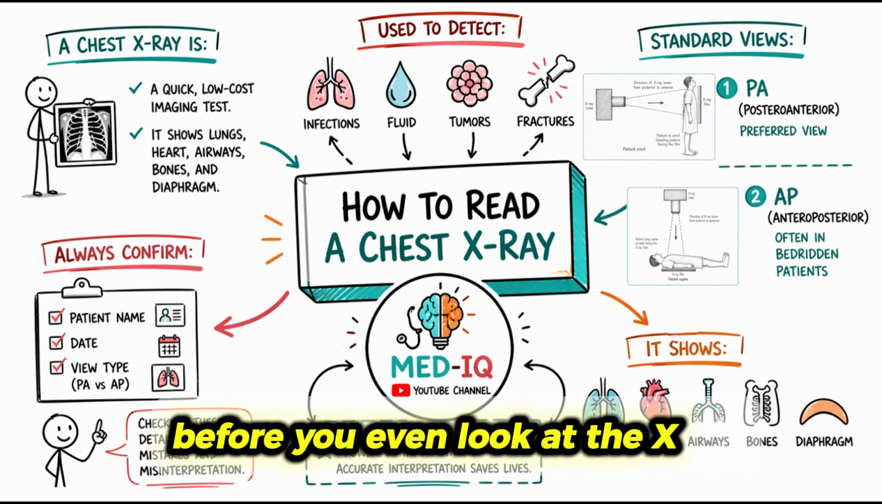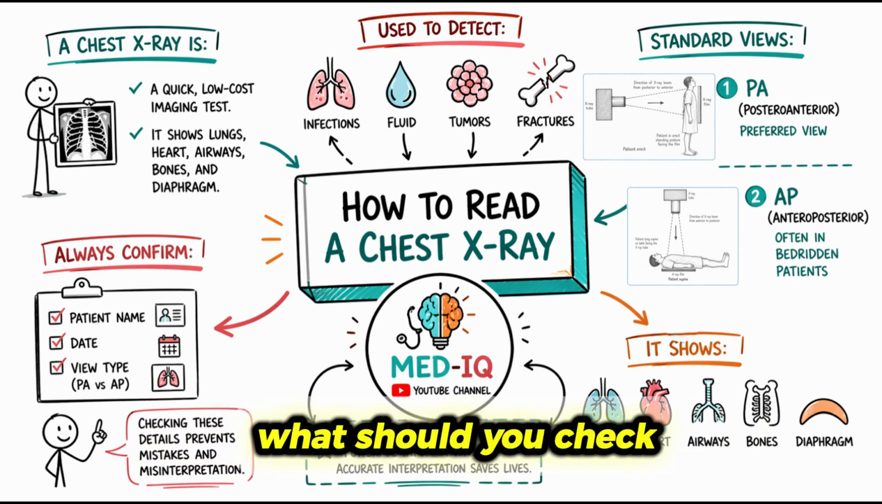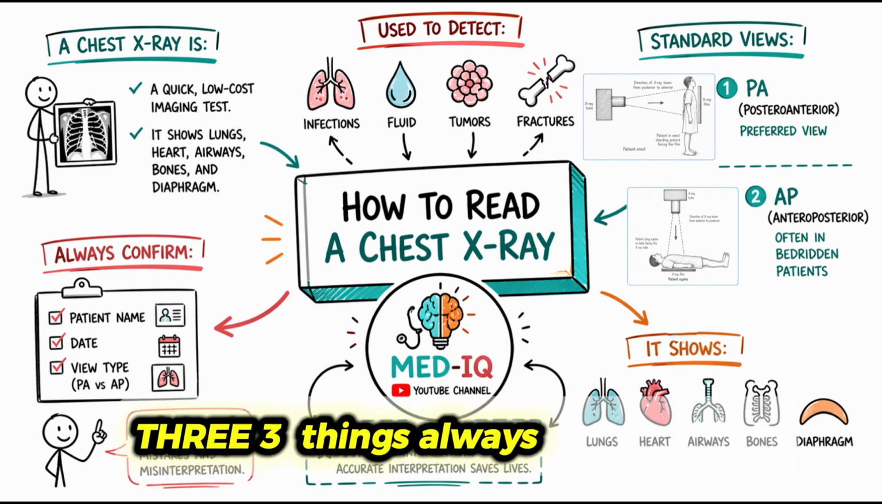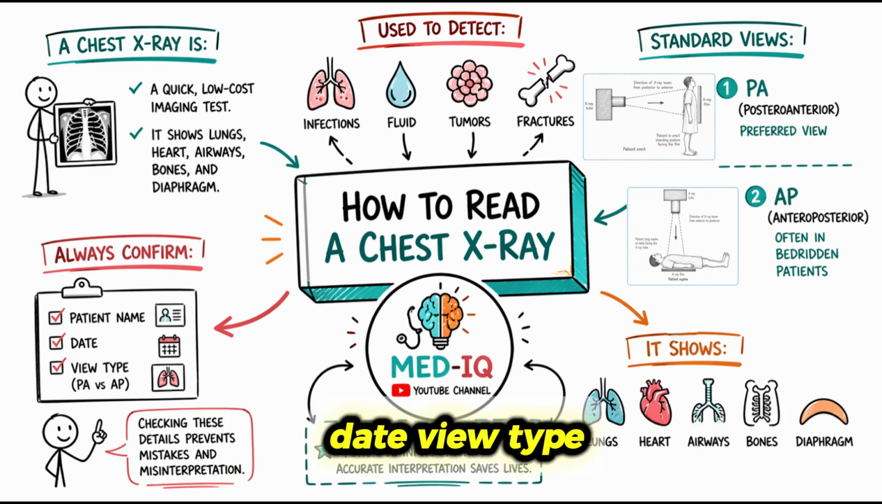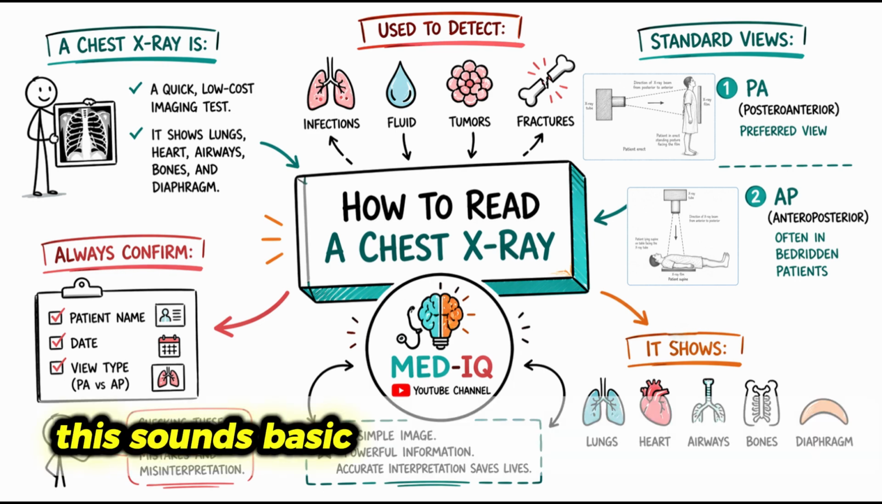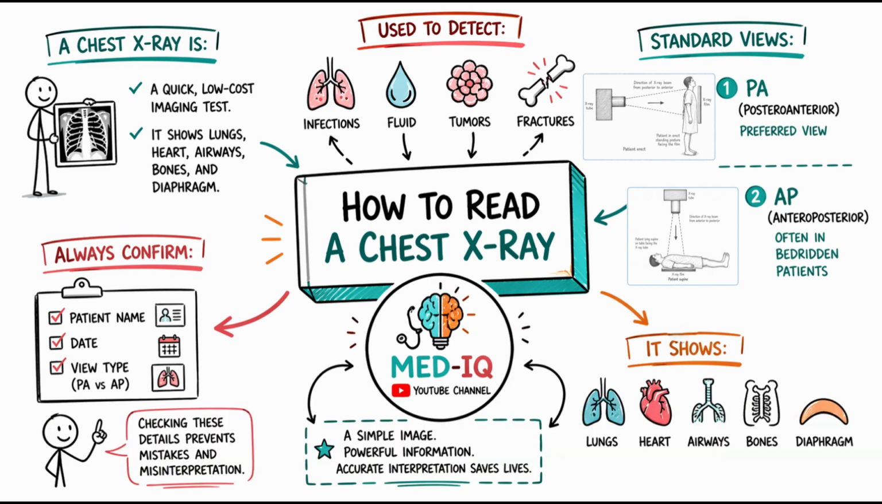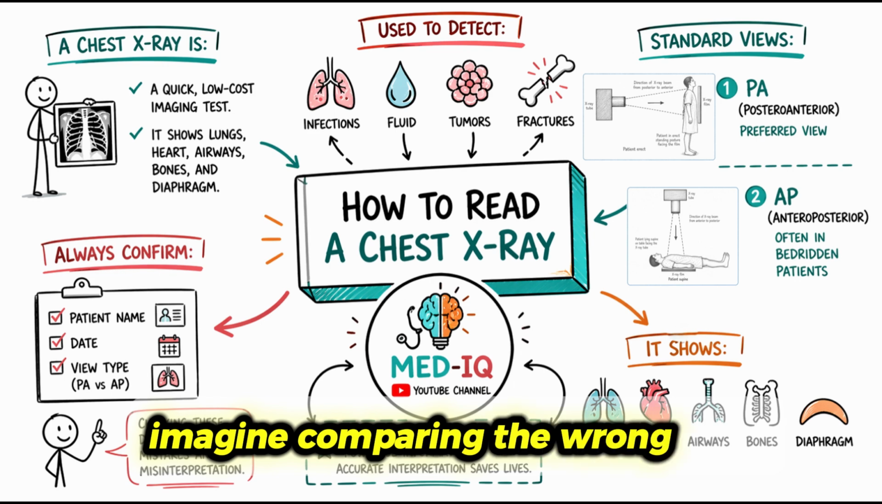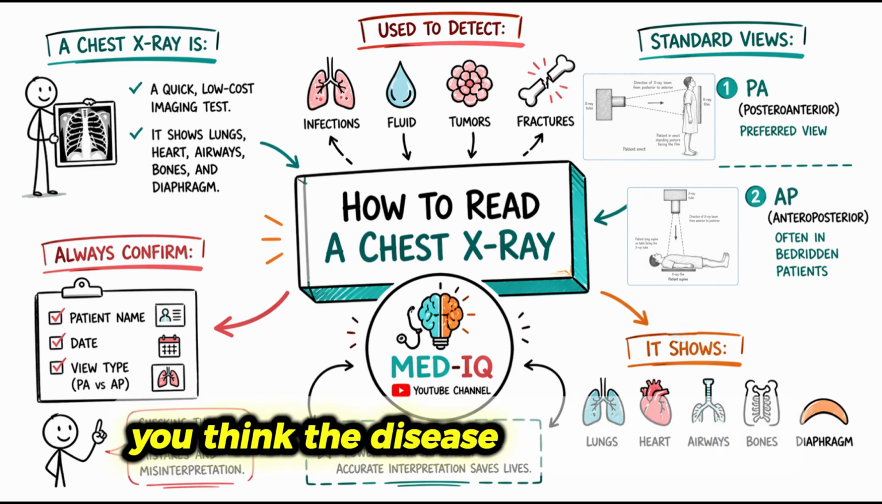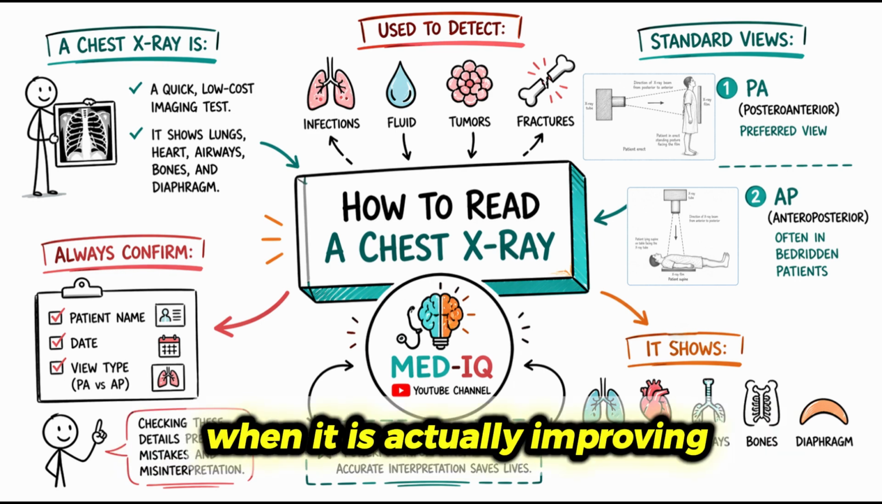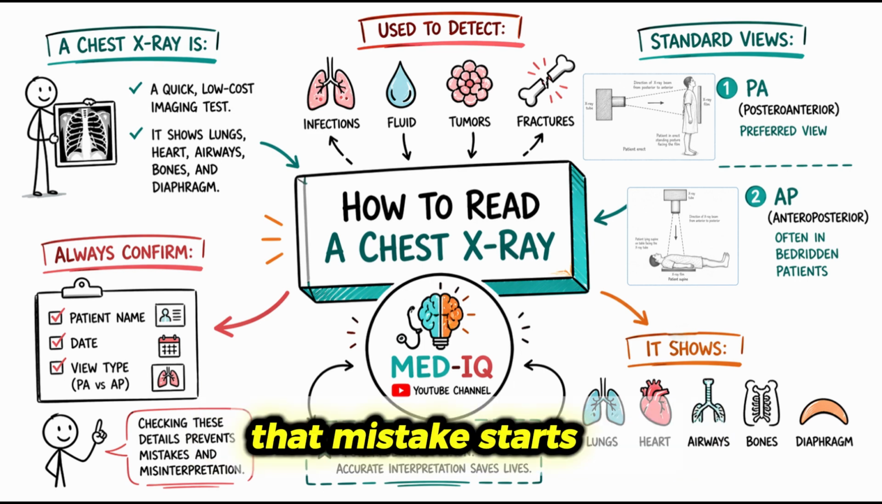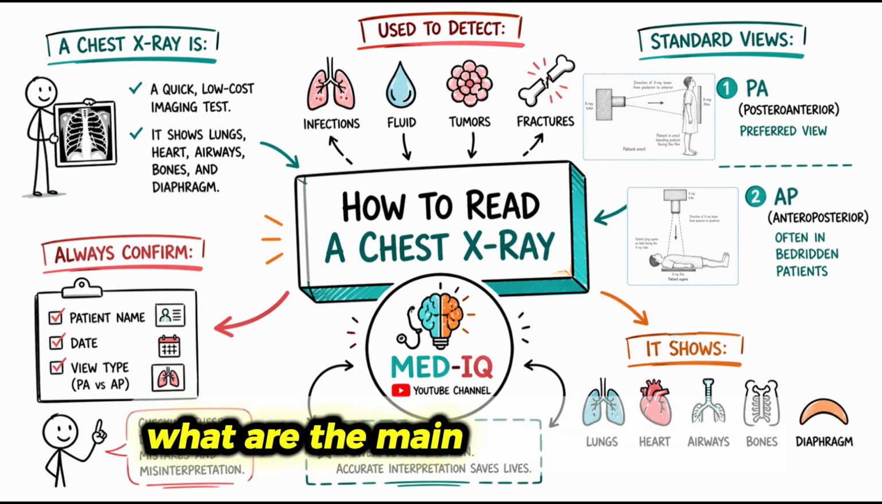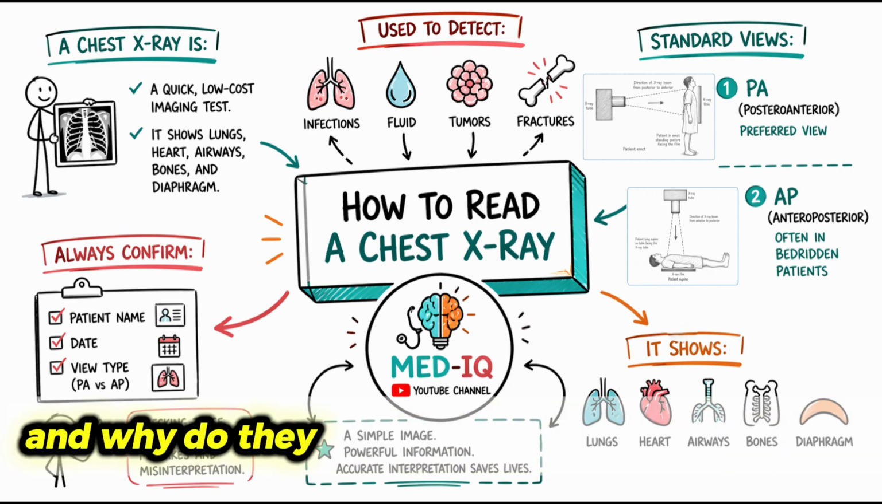Before you even look at the X-ray, what should you check? Three things always: patient name, date, view type. This sounds basic, but it prevents serious errors. Imagine comparing the wrong X-ray. You think the disease is getting worse when it is actually improving. That mistake starts here.